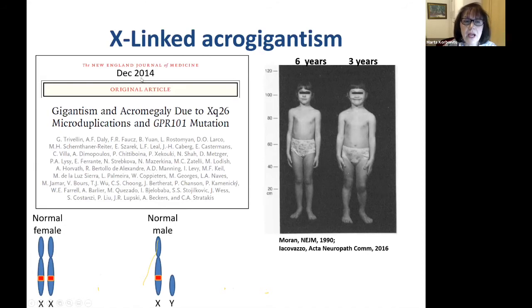So briefly about the other cause of gigantism, this X-linked acrogigantism, which was only described a few years ago. And this is due to a very unusual mutation. Here we have a duplication of a particular gene. This gene is called GPR101. And this is located on the X chromosome.